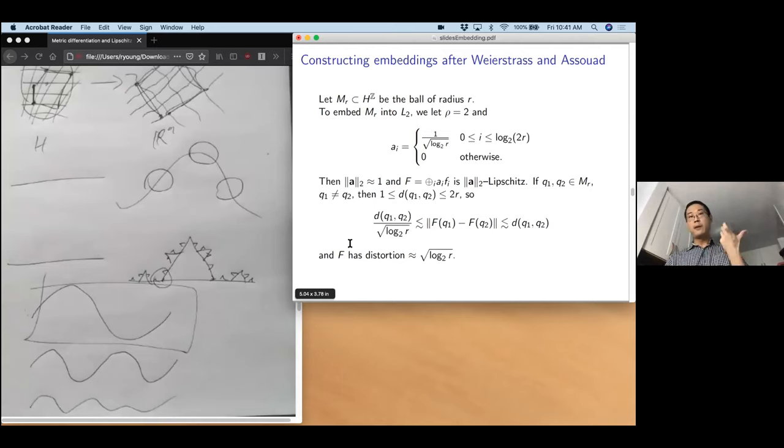And so in particular, the distance between them is comparable to rho to the i, for some i between 0 and log r. So that means that they're going to be separated by one of these summands. That means the distance between fq1 and fq2 is, on one hand, less than some constant times the distance between q1 and q2 because the map is Lipschitz. On the other hand, it's at least the distance between q1 and q2 over root log r, because the smallest coefficients in our map are 1 over root log r. And so what we end up with is a map which has distortion on the order of root log r from the ball of radius r in the lattice in the Heisenberg group to L2.